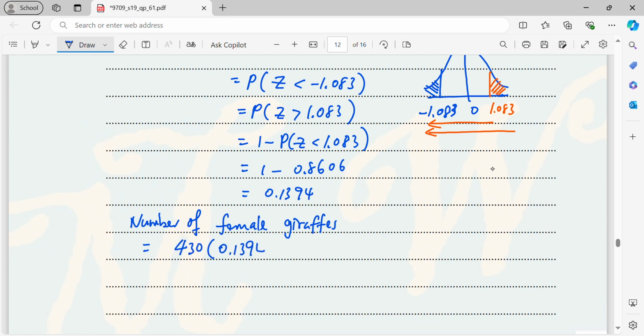So the probability times 430, then you will be getting 59.942. So I will say that it is almost 60, correct to 3 significant figures. Or I will say that the giraffes cannot be in decimal. So because after the decimal point, it is 9, I round up to 60.